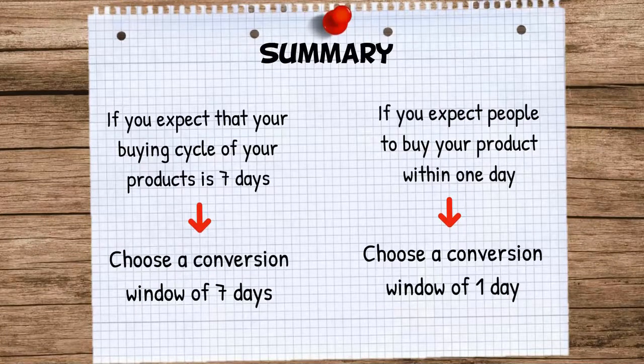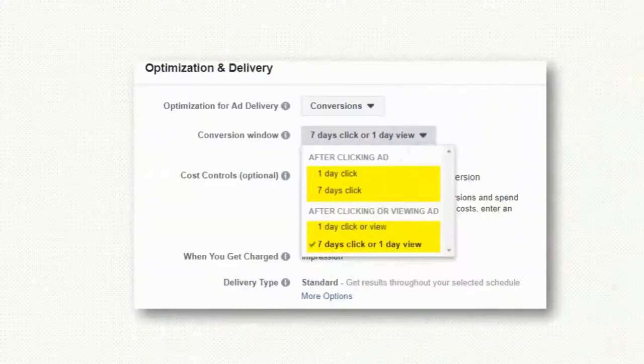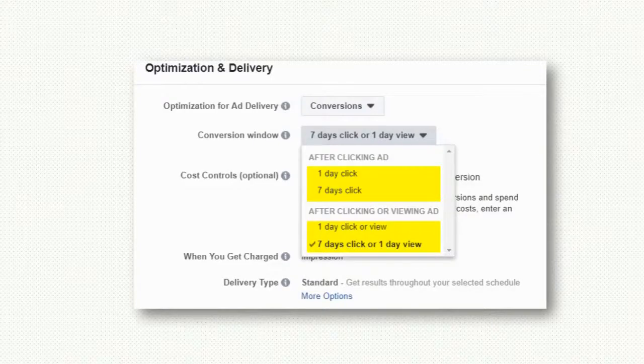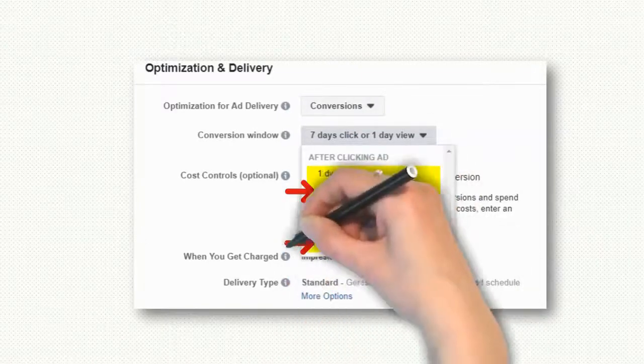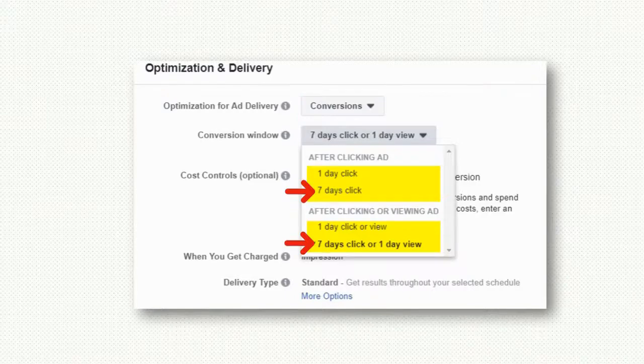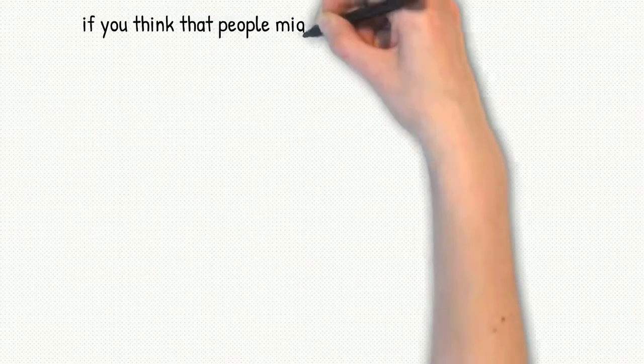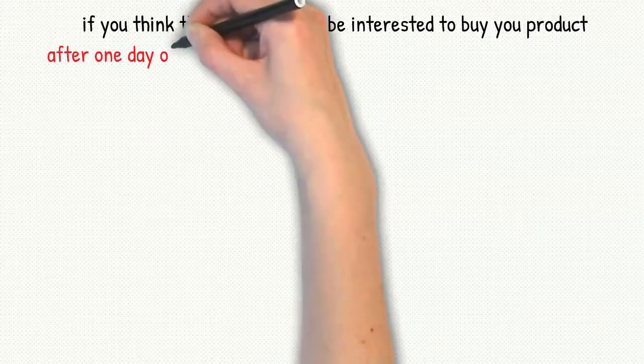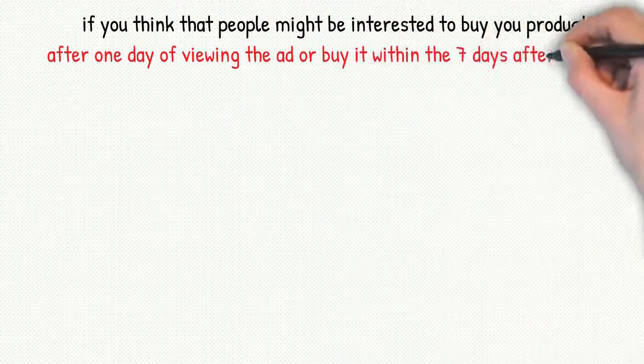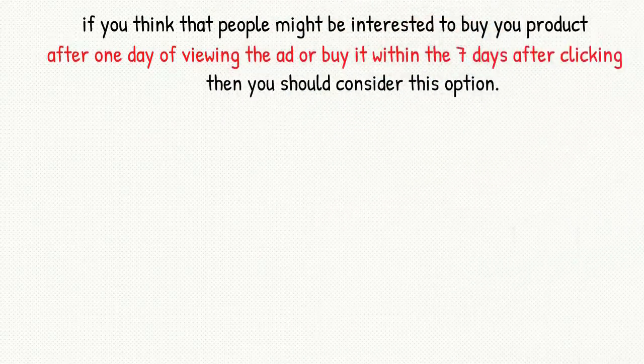For me, I usually sell products between $30 and $1,000. So in 90% of cases, I use a 7-day conversion window. Well, it remains one decision to make, and this decision is between 2 options. Should we choose 7 days after clicking, or 7 days after clicking or 1 day after ad viewing? If you think that people might be interested to buy your product after 1 day of viewing your ad, or buy it within the 7 days after clicking, then you should be considering this option.